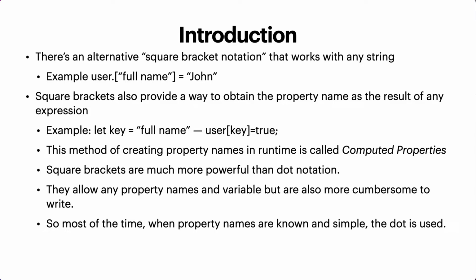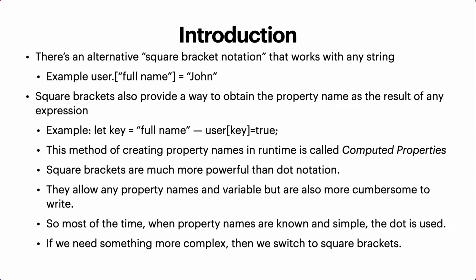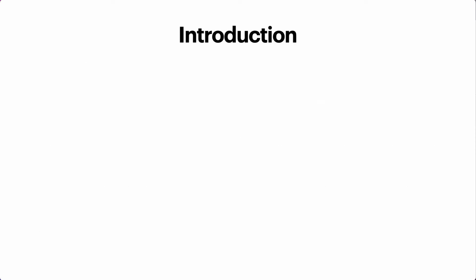So most of the time, when property names are known and simple, the dot is used. For example, if you want to make use of the square brackets, then they're a bit harder to write. So that's why people most of the time, if the property names are known, make use of the dot operator. Otherwise, they just go with the square brackets. But it's totally up to the engineer or the developer, whatever they want to use. If we need something more complex, then we switch to square brackets.